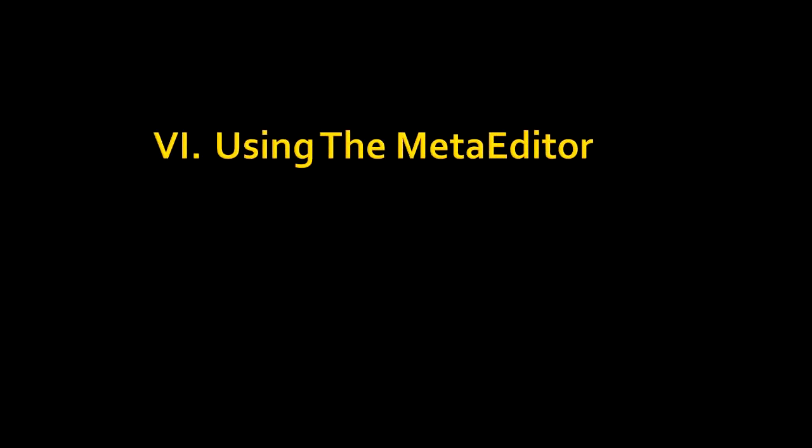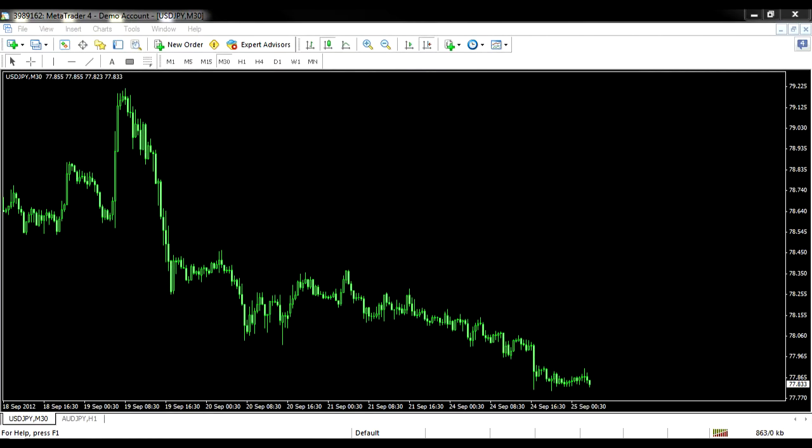Using the MetaEditor. There are going to be times where you find an indicator that you want to use, but all you have for it is the indicator code. It'll be the script. That is not the actual indicator itself, and MetaTrader will not recognize that. We have to find a way to turn that script into an actual indicator file, and this is how we can do that. I happen to have some code here.